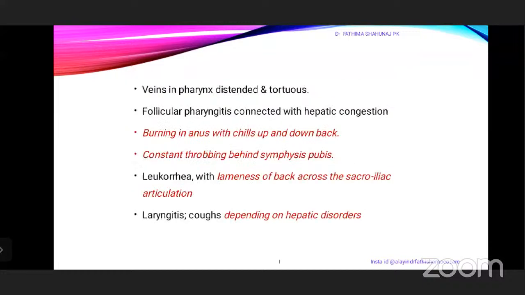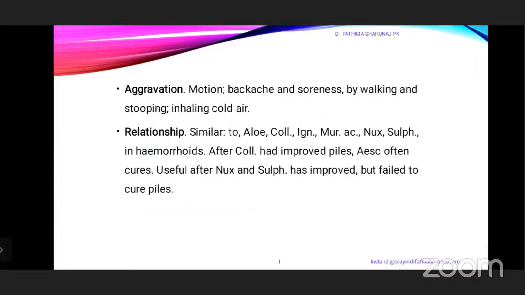Next, veins in the pharynx are distended and protrude. Follicular pharyngitis connected with hepatic congestion, burning in anus with chills up and down the back, constant throbbing behind symphysis pubis, leucorrhea with lameness of back across the sacroiliac articulation, laryngitis, cough depending on hepatic disorder. And then about the modalities and relationship. In modality, of course, aggravation by motion, backache and soreness by walking and stooping, and inhaling cold air.